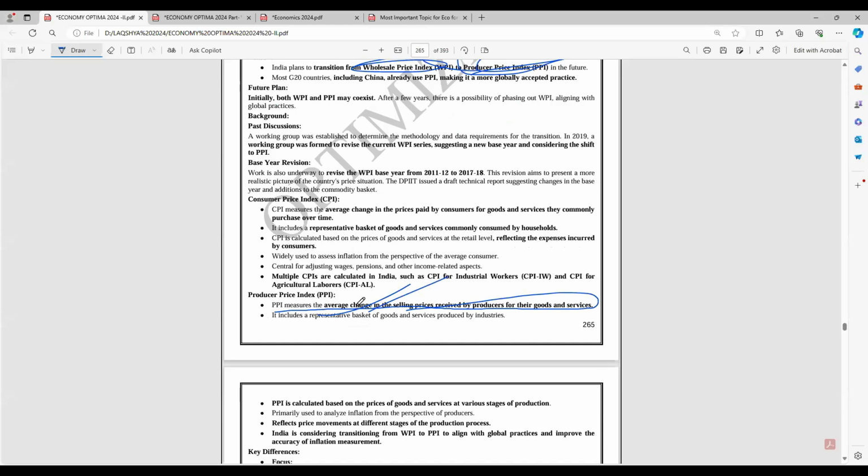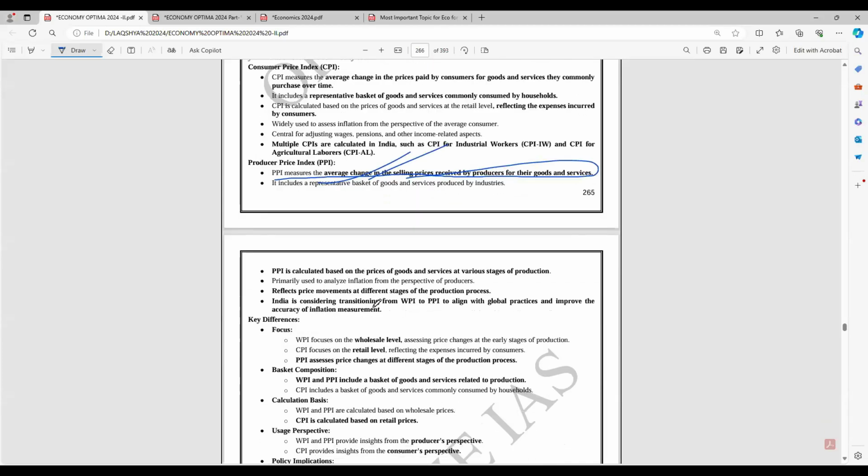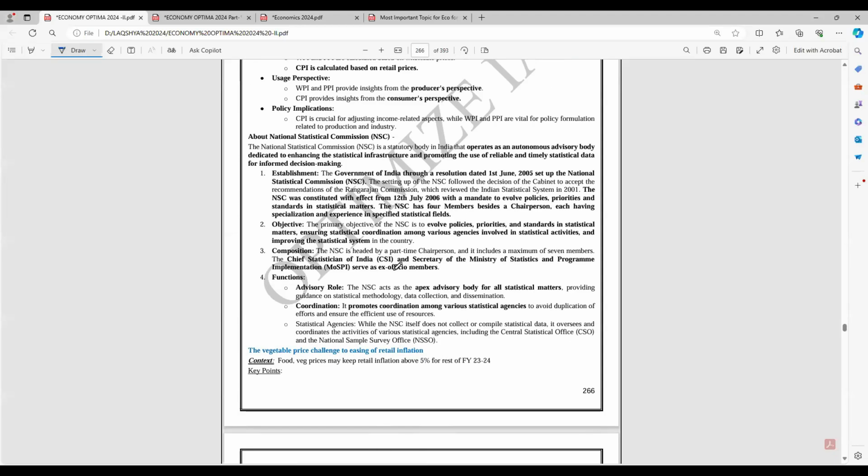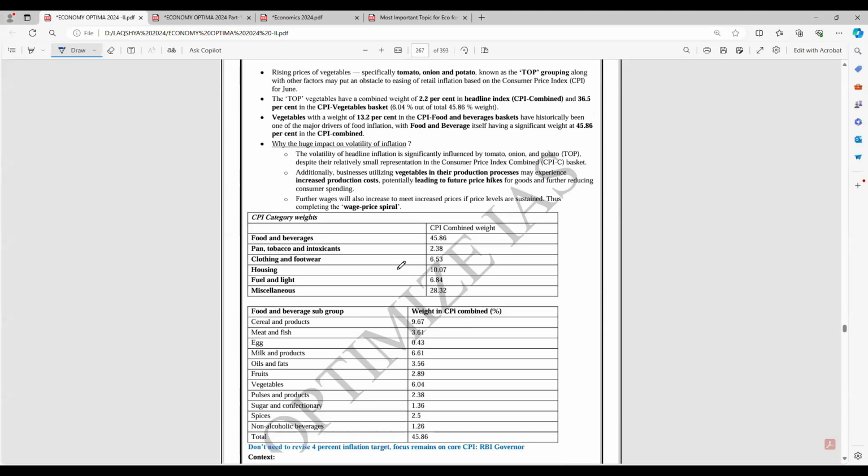Producer price index is very, very important. It includes both goods and services. Very, very important. It is calculated at the stage of production. So from the perspective of the producer, this is important. Okay, guys, I hope you go through it. It's very, very important. Food inflation, very, very important.